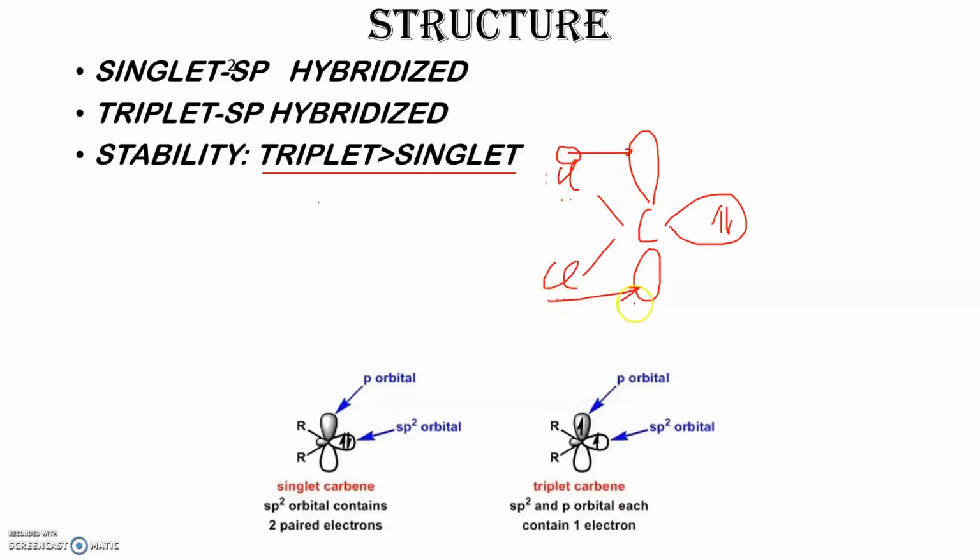And due to this back bonding, the strain experienced by the molecule will decrease and the stability will increase. So whenever a carbon in the carbene group is attached to a halogen atom like this, the singlet carbene will be more stable than the triplet carbene, since in triplet carbene we don't have such strain.